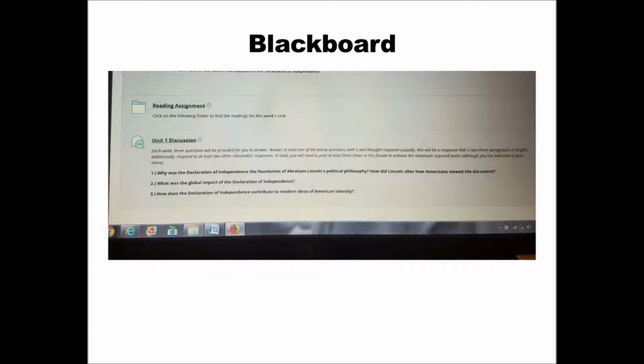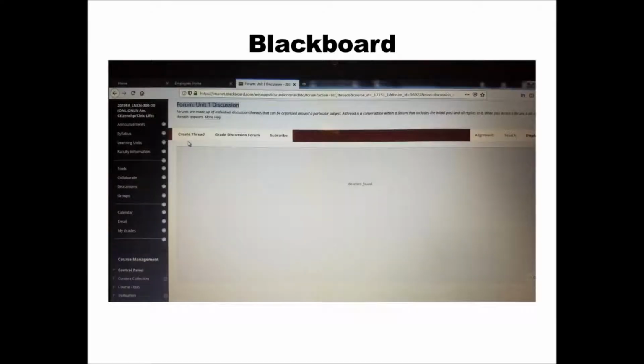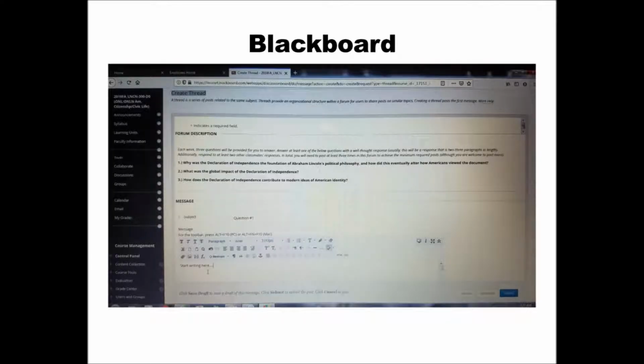And when you make your post, you need to go up to the top and click on Create Thread. And in the subject title, I'd like you to put the question and the number you're answering to make it clear. Answering question 1, question 2, question 3. If you want to put a title in there, you can. But I'd like you to mark which question number you're answering, 1, 2, or 3, so it's very clear. And then start writing your response. When you're done, click Submit.